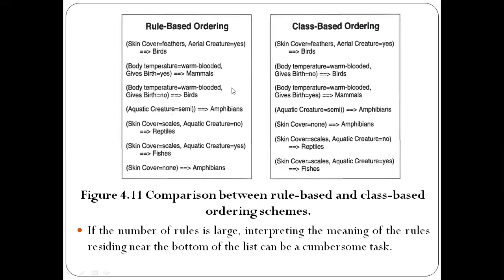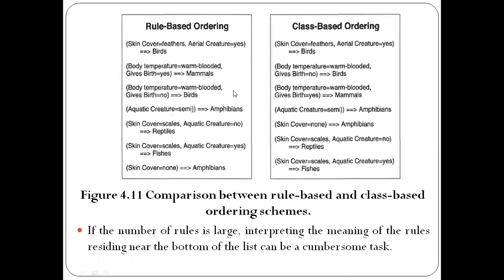If you look here, this is a rule based ordering scheme, and this is a class based ordering scheme. In case of the rule based ordering scheme, we are ordering the rules using a rule quality measure. So using that, we'll be ordering the rules here. Individual rules will be ordered according to the rule quality measure.